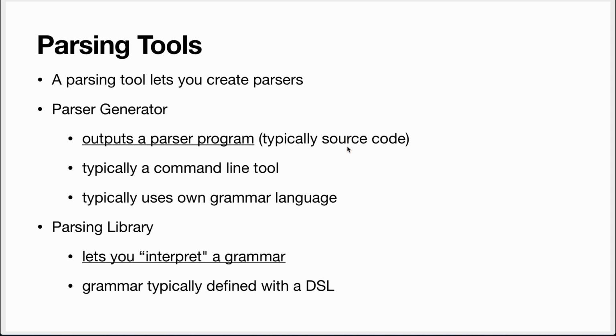That's typically how it works. So to give you some examples, the most famous tool in this category is called Yacc or Bison. And we're going to see the theory that outlines these tools much later in the course. So that's a parser generator.